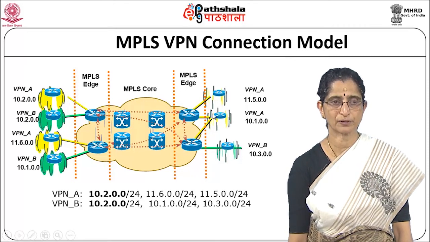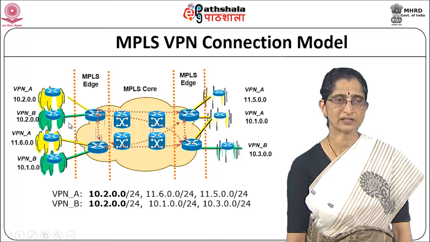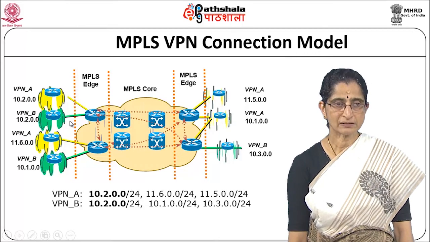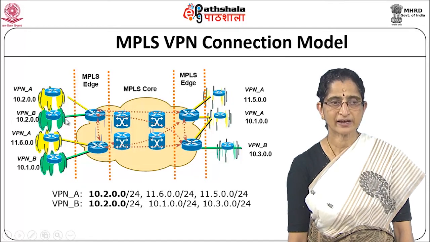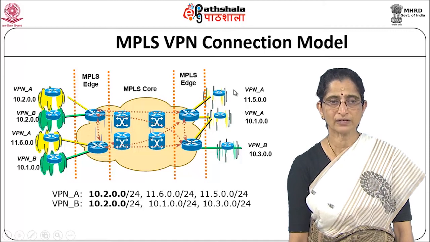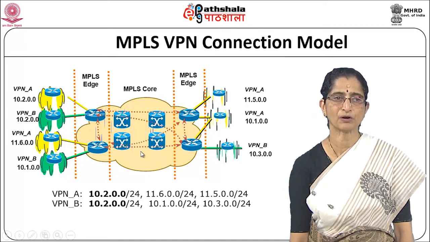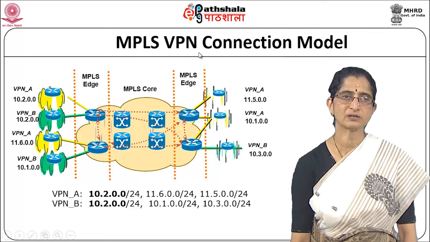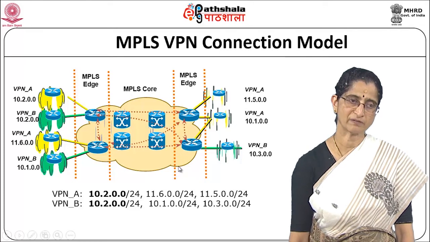So the yellow ones belong to a particular network, and the green one belongs to another VPN. Depending on the labels you provide, you can connect this network only to the yellow ones over here, and the green ones only to the green ones over here. The paths can be set up accordingly. That is how you can use label switching to support virtual private networks.